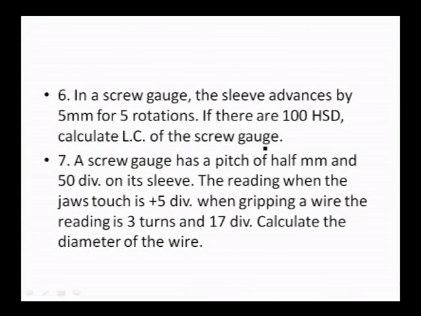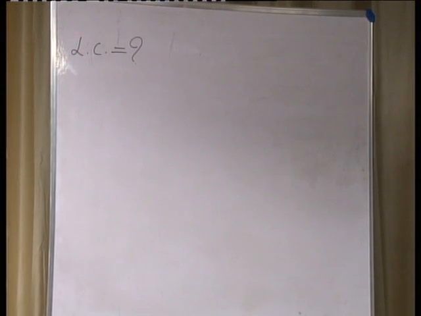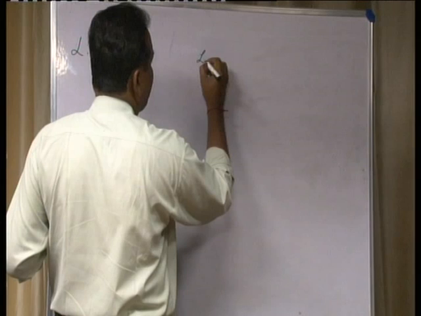This is the problem on screw gauge. In a screw gauge, the sleeve advances by 5 millimeter for 5 rotations. If there are 100 HSD, calculate the least count of the screw gauge. So, first try to decide here, it is required to find the least count of the given screw gauge. So, this is the question. To answer this question, you should write the equation used to find the least count. So, how can you write the least count in case of the screw gauge?